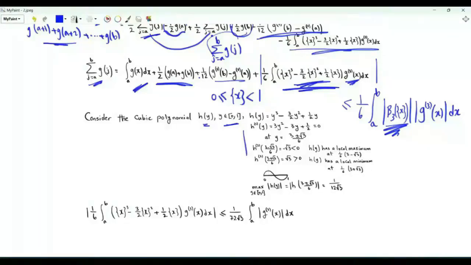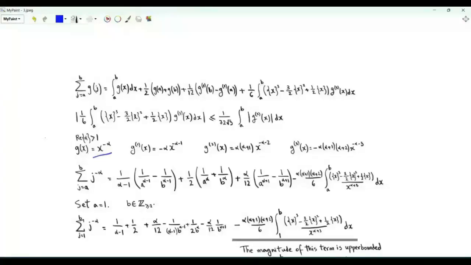We can use standard calculus techniques to find that this cubic polynomial has a local maximum and a local minimum on the open interval from 0 to 1. In magnitude, both are equal to 1 over 12 times the square root of 3. So this part here in magnitude can be upper bounded by 1 over 6 times this number, and then the integral of the magnitude of the third derivative of function g.